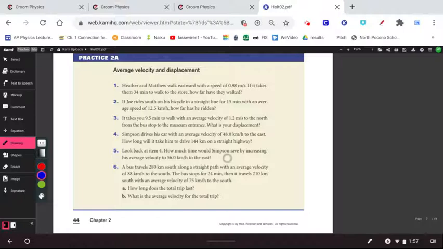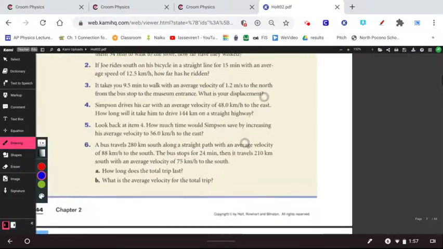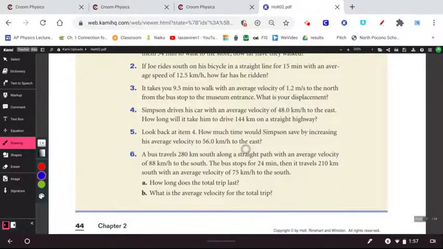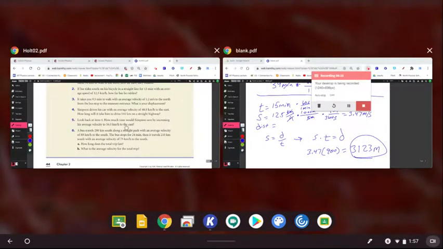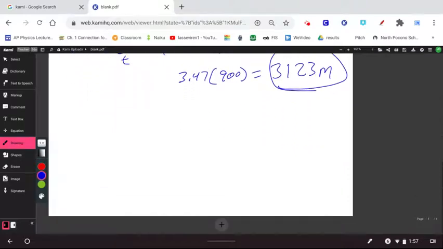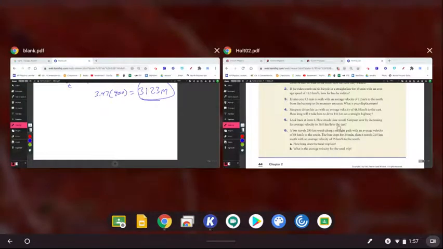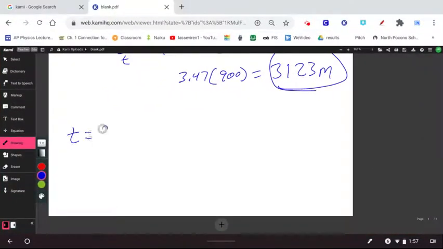So our next problem is you take a 9.5 minute walk with an average velocity of 1.2 meters per second to the north from the bus stop to the museum entrance. What is the displacement? So the hardest part here, again, is the conversions. So let's just knock this one down. We have a time of 9.5 minutes.